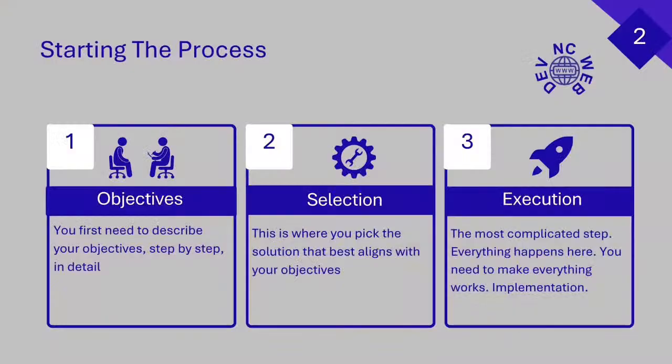Step number two is, now that you know what you want, you got to see where you want to go about implementing it. This is where you have to pick the solution that best aligns with your objectives. There's always several options, so it's good to know all of them.